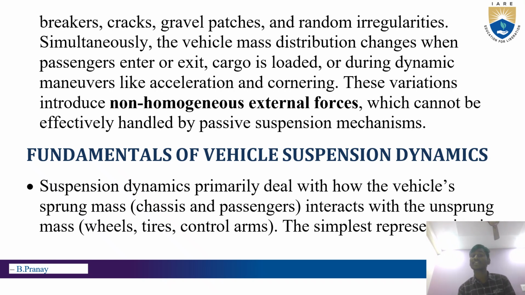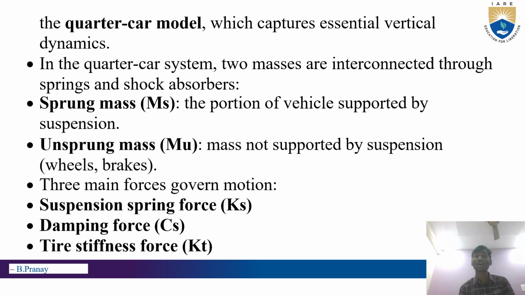Fundamentals of vehicle suspension dynamics. Suspension dynamics primarily deal with how the vehicle sprung mass interacts with the unsprung mass. The simplest representation is the quarter car model, which captures essential vertical dynamics. In the quarter car system, two masses are interconnected through springs and shock absorbers. Sprung mass: the portion of the vehicle supported by the suspension. Unsprung mass: mass not supported by the suspension, such as wheels and brakes.